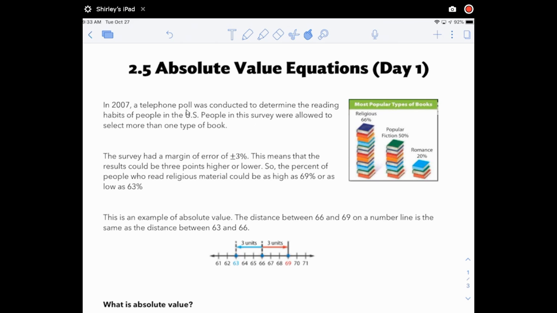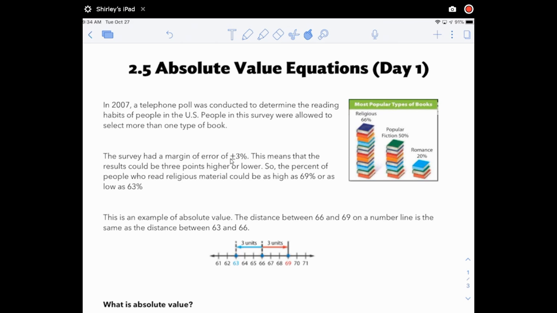It says, in 2007, a telephone poll was conducted to determine the reading habits of people in the US. People in the survey were allowed to select more than one type of book. So we can see over here, 66% said religious, 50% popular fiction, 20% romance. The survey had a margin of error of plus or minus 3%. So you are going to have a handful of questions in your homework assignment talking about margin of error. Margin of error means that the results could be 3 points higher or lower.